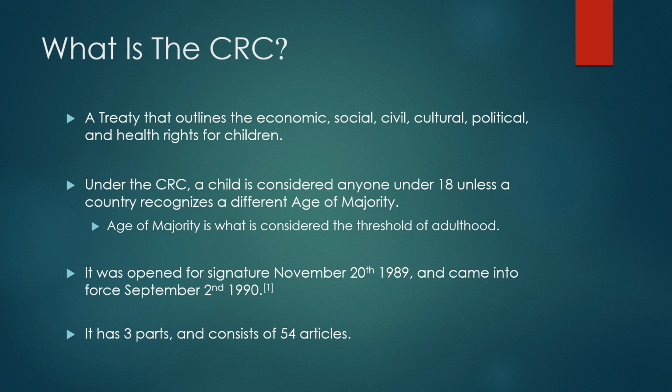It was open for signature on November 20th, 1989. It came into force on September 2nd, 1990. The CRC consists of 3 different parts and 54 articles total. Part 1 consists of 41 articles. Part 2 includes Articles 42 through 45, and Articles 46 through 54 are contained in Part 3.